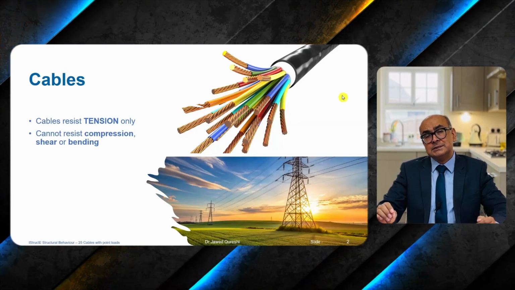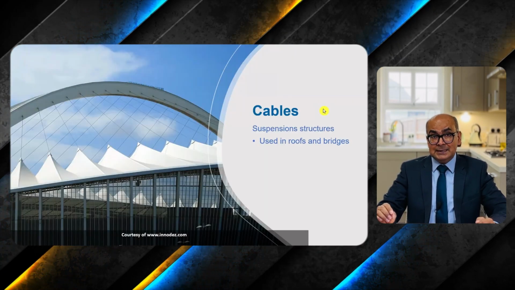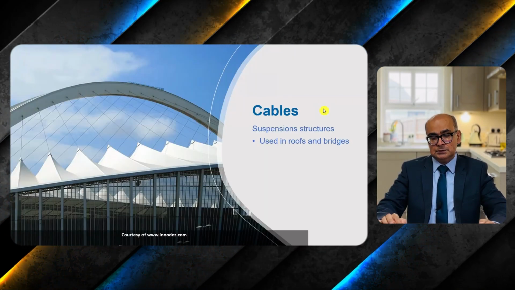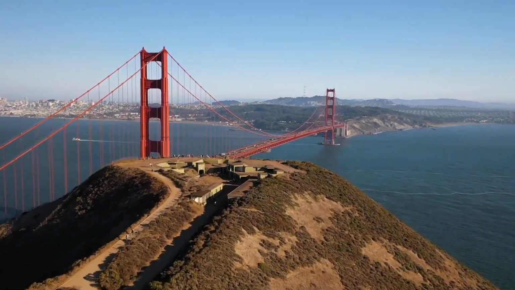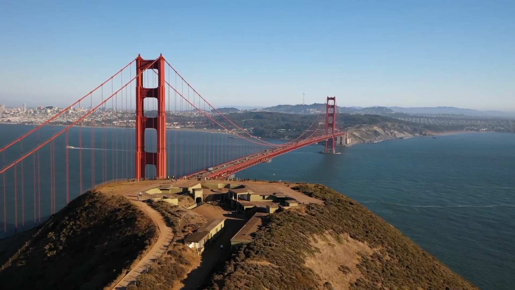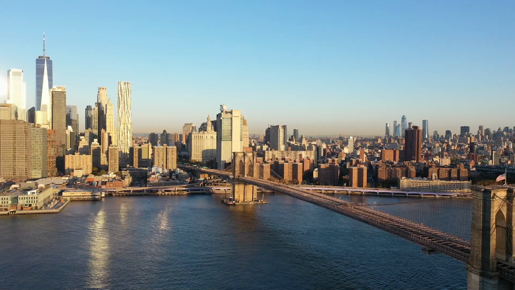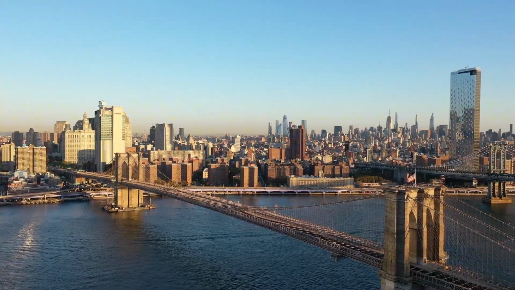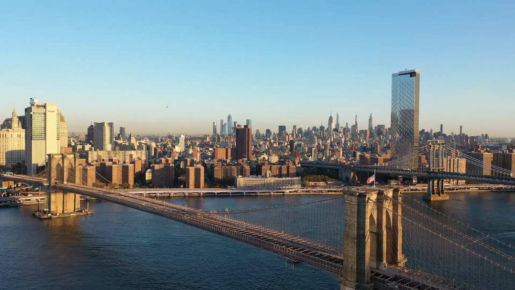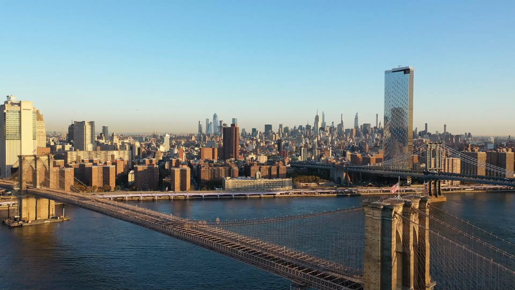Before I go through examples, I would like to cover the basics of cables and where they are used. Cables are used in suspension structures where structural elements are suspended from cables, and cables are attached to some kind of firm support that can be a tower or another structure. You would have seen cables in suspension bridges. And what are suspension bridges?